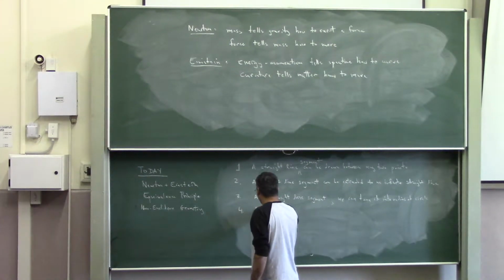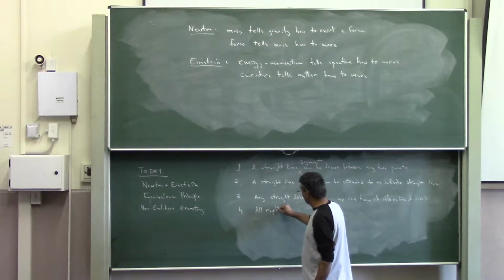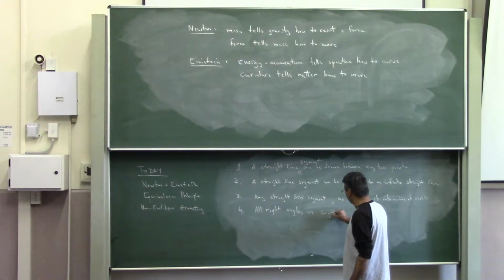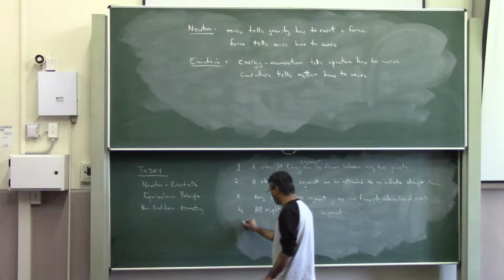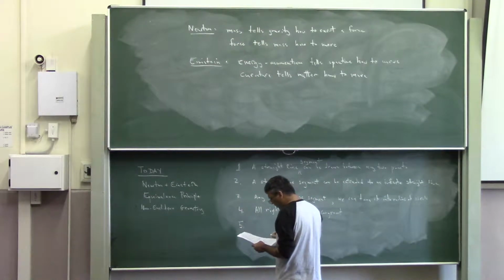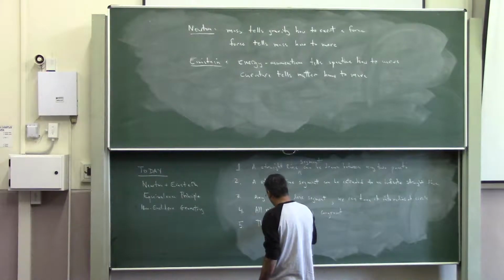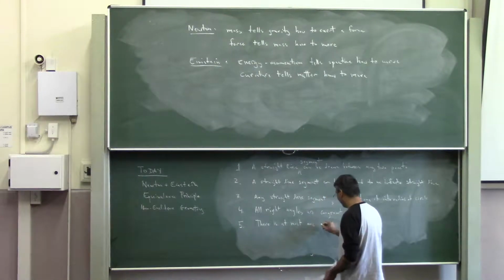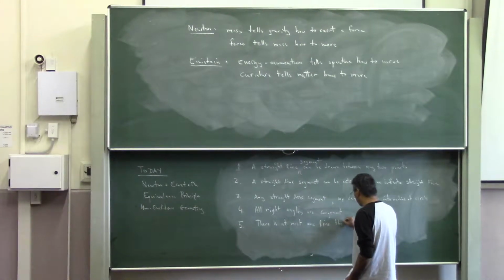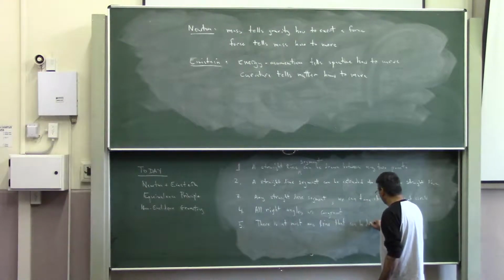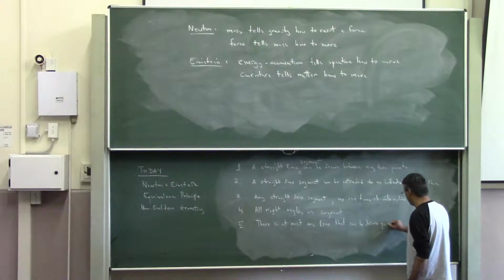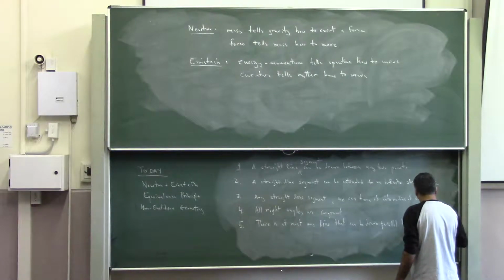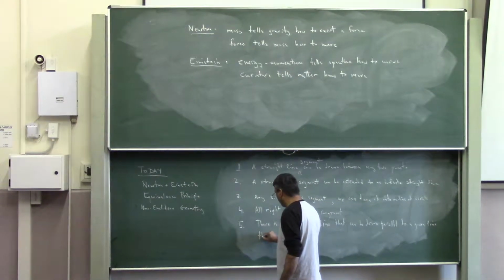The fourth postulate is that all right angles are congruent. And the fifth postulate is there is at most one line that can be drawn parallel to a given line through a point not on the line.